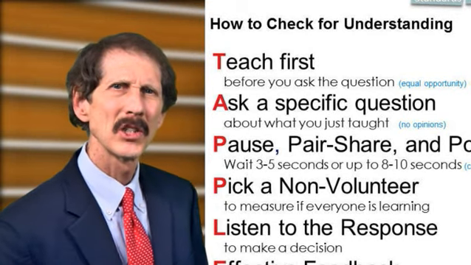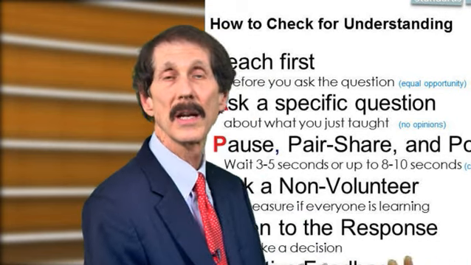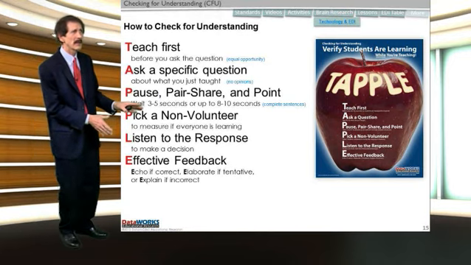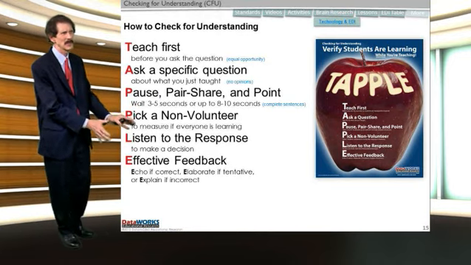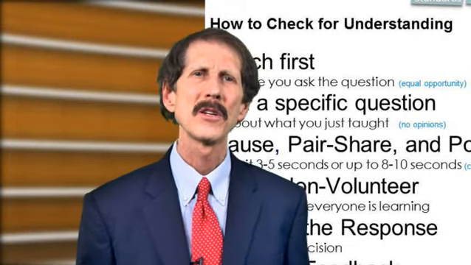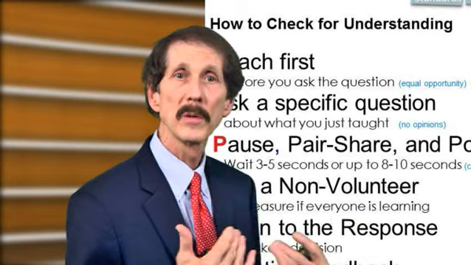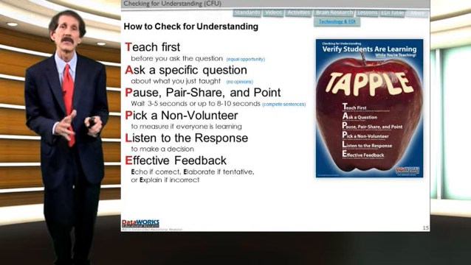Let's just look at the pair share. Pair share takes care of the pause. You give sometimes 30 or 40 seconds while the students explain their answers. They've had plenty of time to prepare. Pick a non-volunteer, have sticks, 3x5 cards, some method of randomization. Listen to the response and provide effective feedback. You want to echo the responses, or cue and prompt, elaborate a little bit till everyone knows. Or just reteach if necessary.